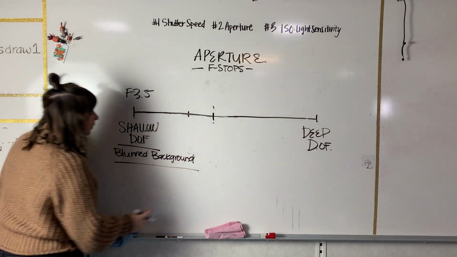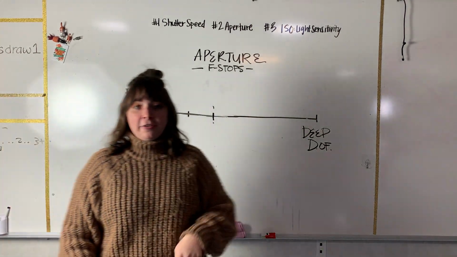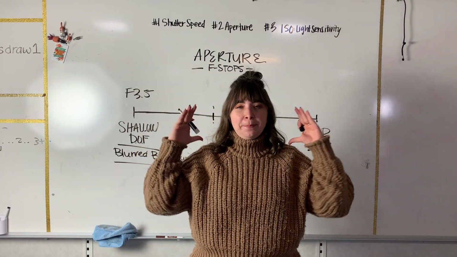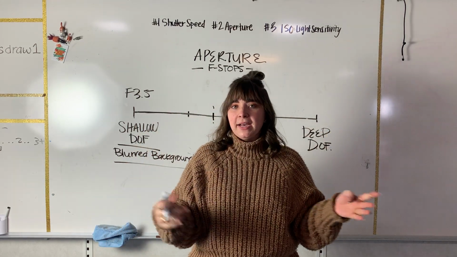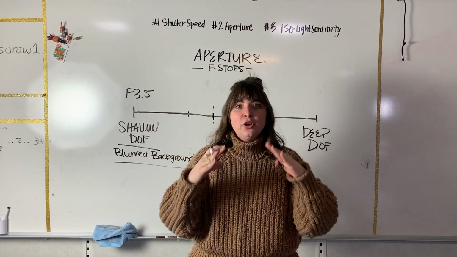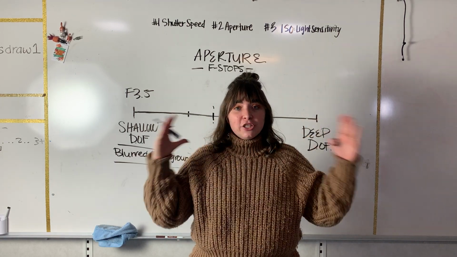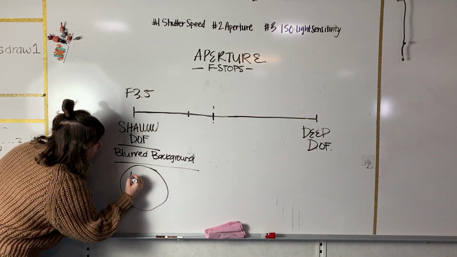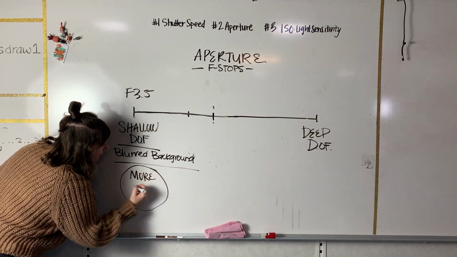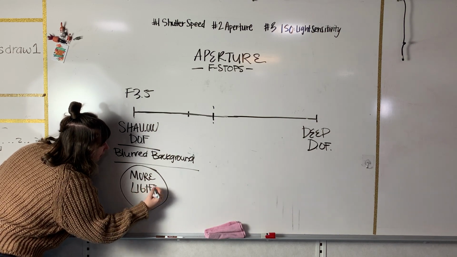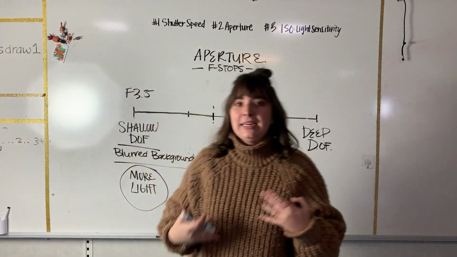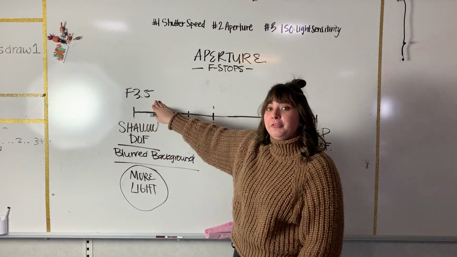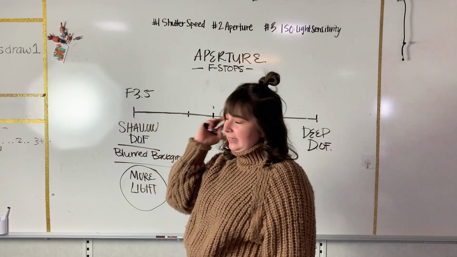Then, when we take a photograph at f3.5, our lens opening is actually bigger, which is kind of weird because with 3.5, you would think the lens opening would be smaller, but it's actually much bigger. So let's go ahead and draw our lens opening and write more light. Because the bigger the lens opening, the more light it is letting into our photographs. So if we set our f-stop at 3.5, we're gonna let more light in.